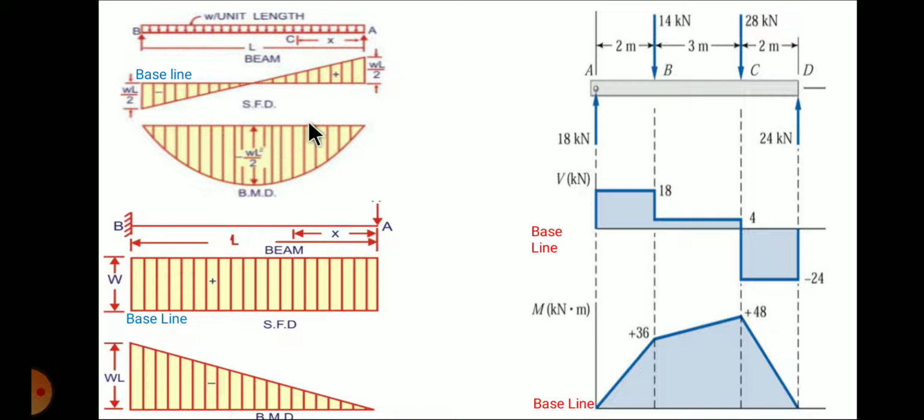This is the baseline. Similarly, for cantilever beam subjected to point load, this is the baseline. Here I am getting positive values, that's why I have drawn above the baseline. And this is the bending moment diagram. Here I am getting positive value. By mistake, here it is negative, it should be positive. Here the values are positive, that's why I am going to draw above the baseline. You should make it as positive. Negative values below the baseline.